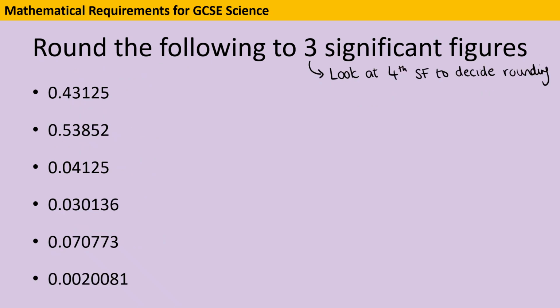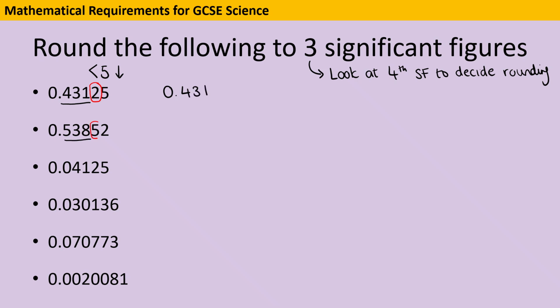This time we're going to round these numbers to 3 significant figures, so we're looking at the 4th significant value to decide whether to round up or round down. So for this first example, it's the 2 that we're looking at, and that is less than 5, so we're rounding down. And remember, of course, that we're not just replacing the 2 and the 5 with zeros, we are missing them off. So our answer here is going to be 0.431.